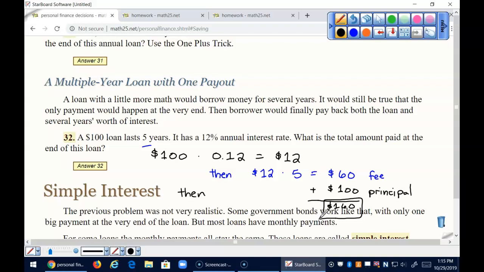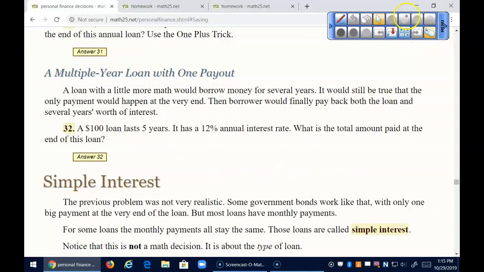But most things in life, the fee doesn't just sort of pop into existence at the very end. Instead, each year's interest builds on the other one. Or in the case of your credit card, each month's interest builds on the other one, or however it is. So let's keep going and make this a little bit more complicated and then run out of time.